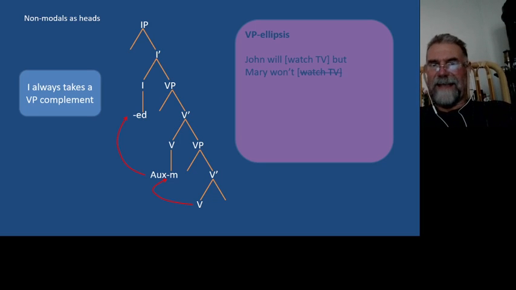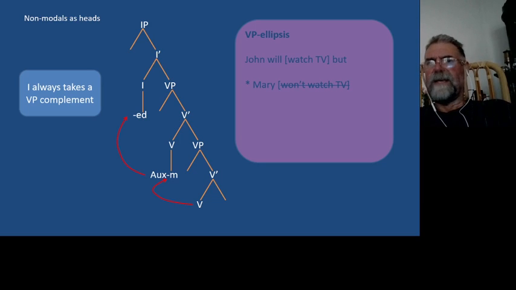Obviously that sentence has to mean Mary won't watch TV, it can't mean Mary won't go shopping or something like that, because you can only delete the verb phrase if it's identical with the verb phrase of the first conjunct. Okay. However, there are restrictions on this ellipsis. You can't just delete any part of the structure. So, for example, you can't delete what would be essentially the I bar, including the modal.